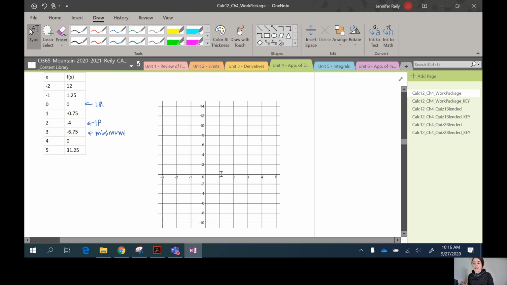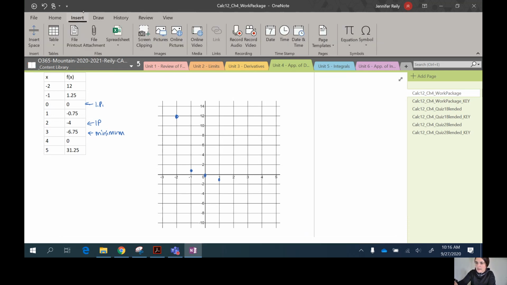Now the next step is just plotting, like you would have learned many years ago. So -2, 12.25, -1, and be as accurate as possible. 0, 0, that's an inflection point. 1, -0.75. Be careful of the scale here too, right? The y-axis is going up by 2s.